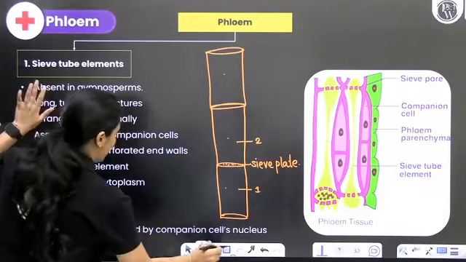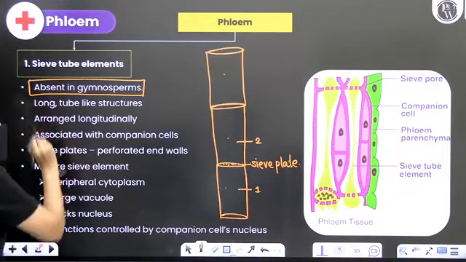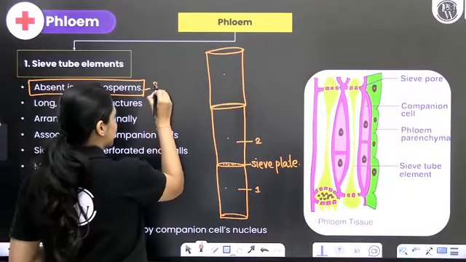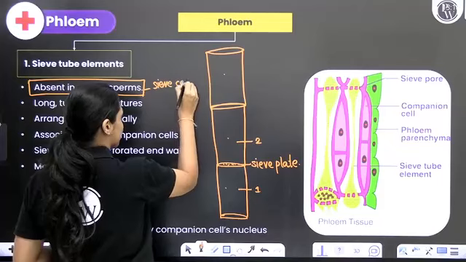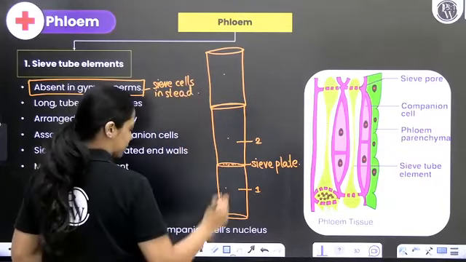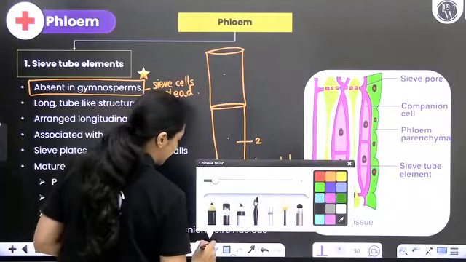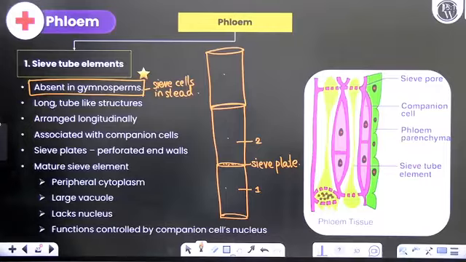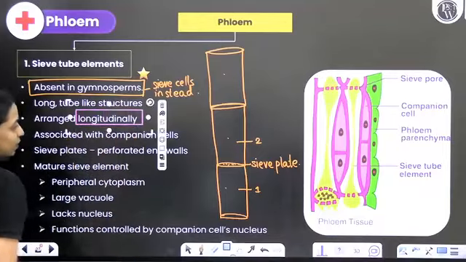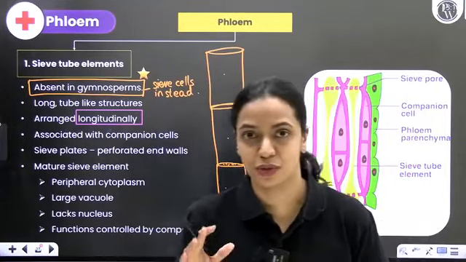Okay, one important point here, sieve tube elements are absent in gymnosperms. Instead of sieve tube elements, they have sieve cells. What is absent, what is not present, that is something that you should remember. Okay, they are arranged longitudinally as you can see clearly. Now, these sieve tube cells' function is to translocate or help in the conduction of food.